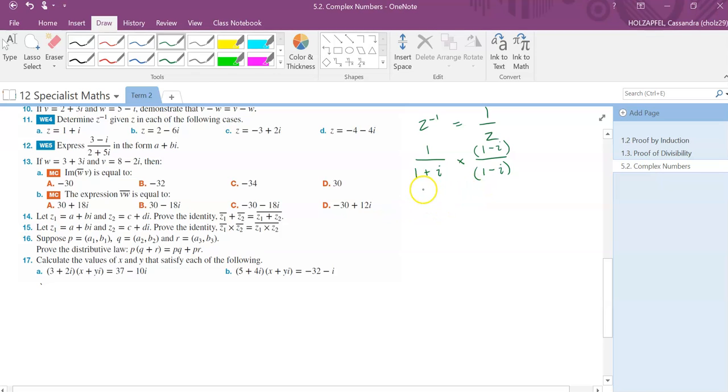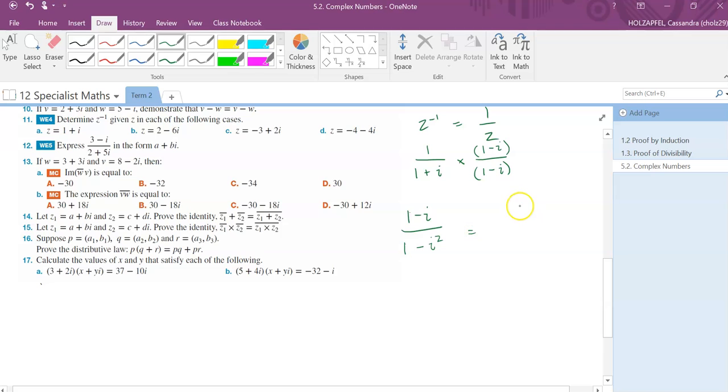So we could actually do this using our difference of two squares rule, except this is imaginary numbers, okay? And so when we have an imaginary square, what does it turn into? -1. So that's how we're going to get rid of this imaginary part. All right, so 1 times 1 minus i is just going to be 1 minus i for the numerator. And then the denominator is 1 squared minus i squared. Now, remember, i squared is equal to -1.